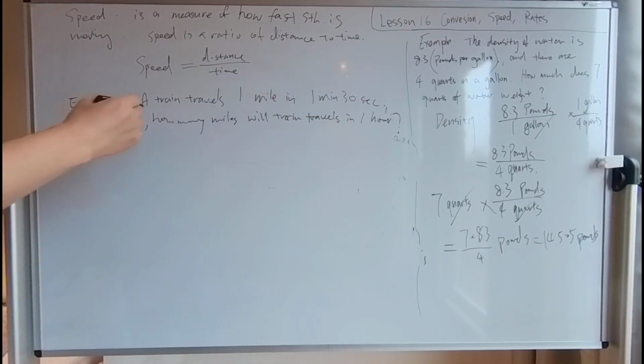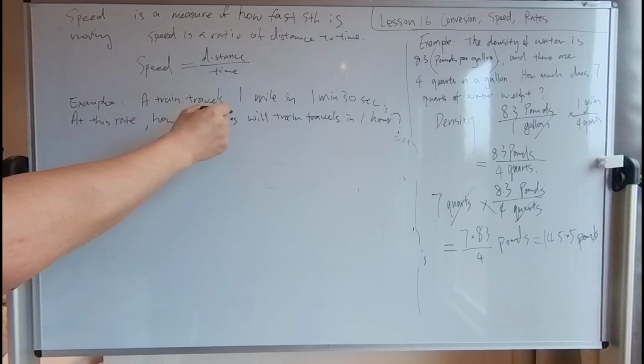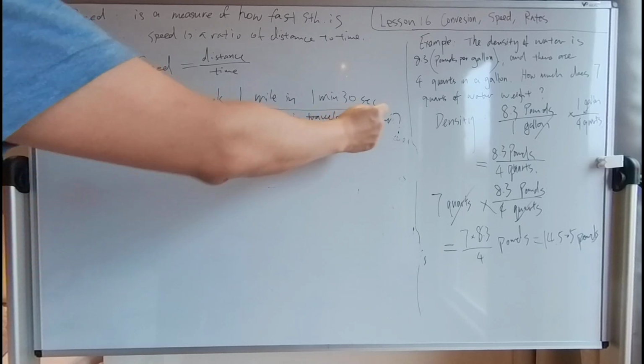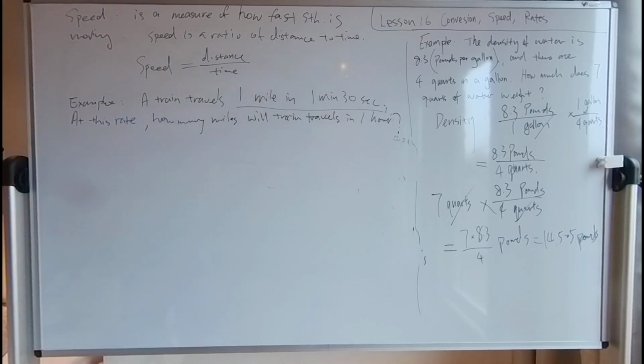Right, so first of all, we know that the train travels 1 mile in this amount of time. So based on this condition, we can derive the speed of the train first. And once we have the speed of the train and we have a certain amount of time, then we can derive the distance, how many miles the train would travel. So the first step is to get the speed.